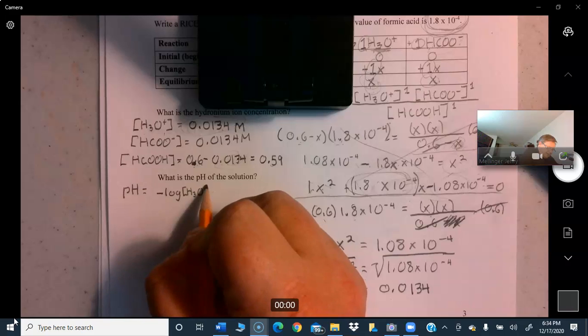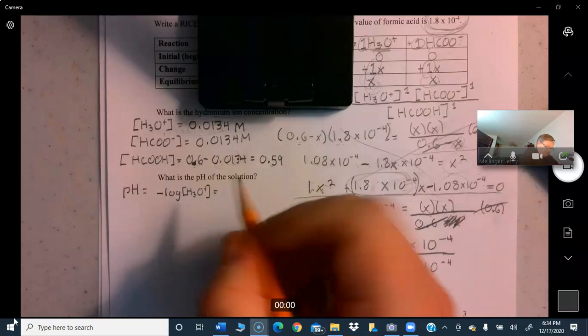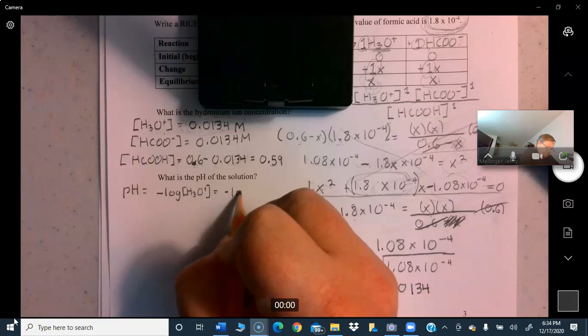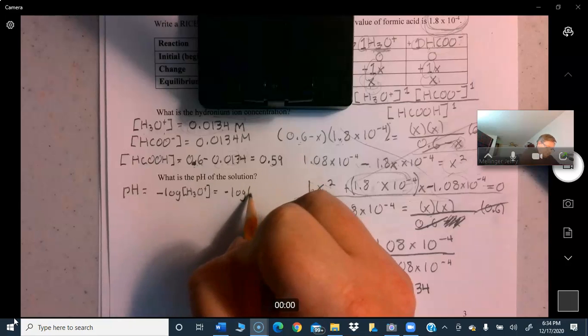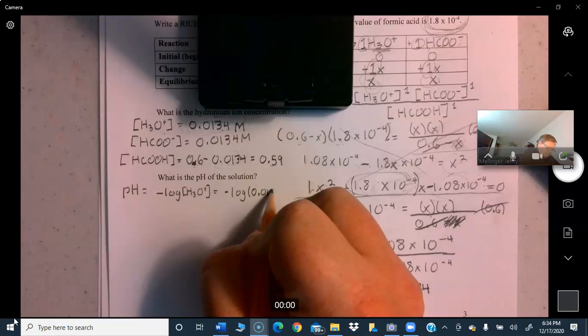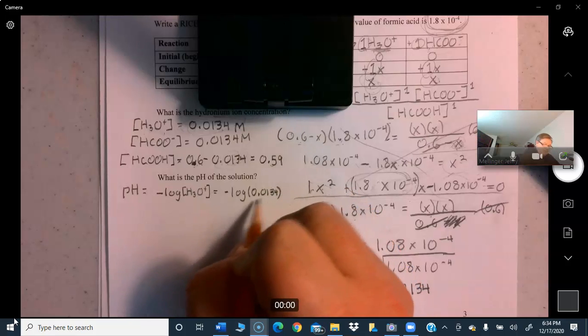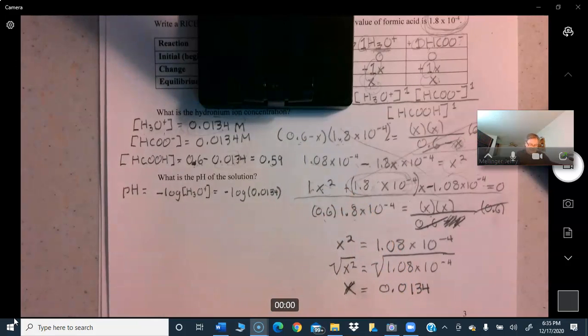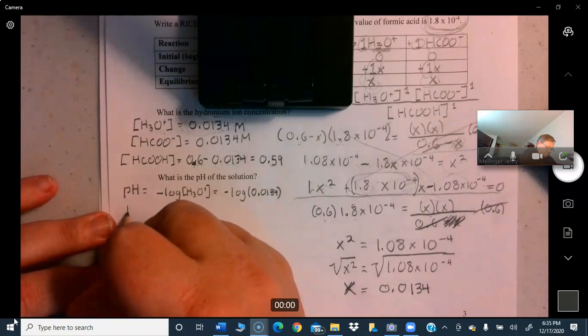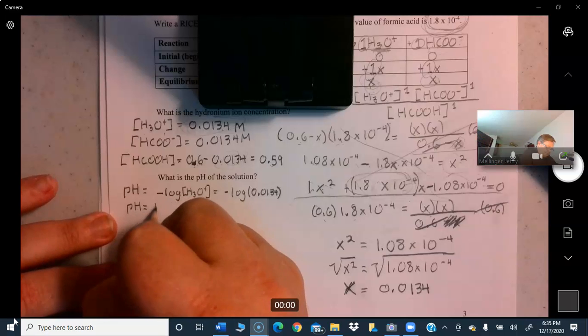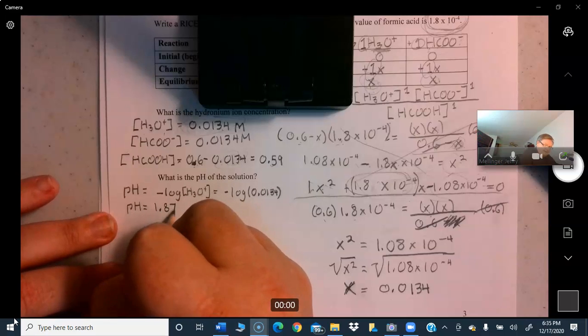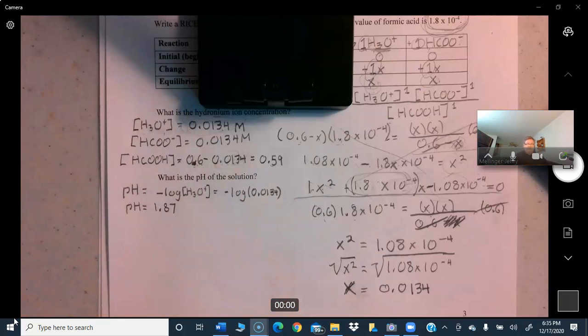Okay, so there we go. So that's going to be the hydronium ion concentration right there. And it gives us 1.87. That's a pretty low pH. That's approaching strong acid, even though formic acid is not a strong acid. That's a pretty low pH.